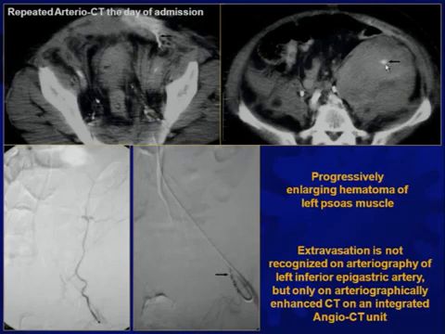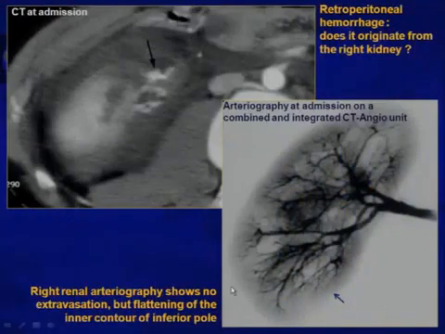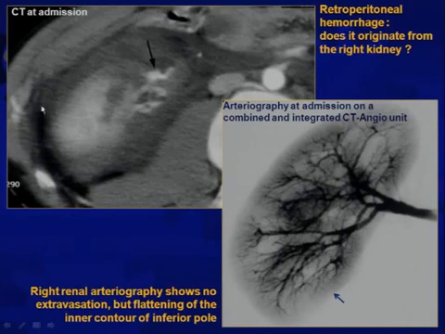Another example of how you can be misled in showing the origin of the bleeding. Here you see the inferior pole of the right kidney and extravasation. You may say, well, the patient is bleeding from the renal artery. You are looking at angiography. The renal artery is normal. Only small flattening of the inferior limit of the kidney.